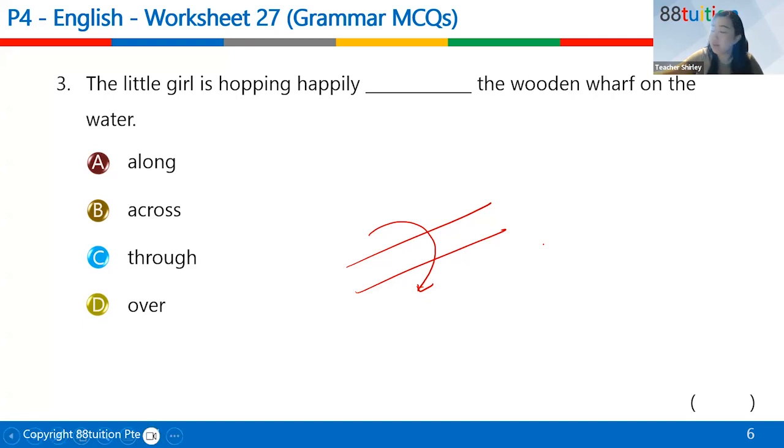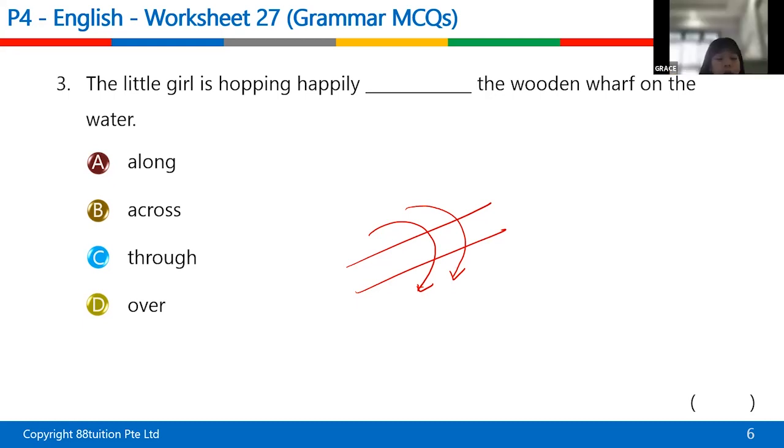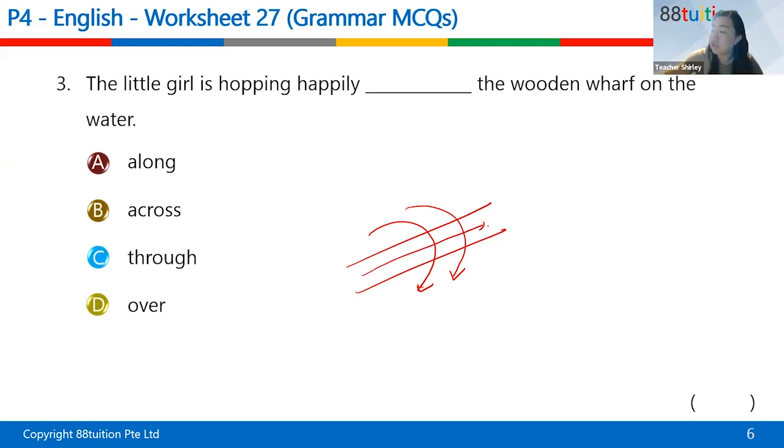Okay, Ivan, you want to try? Across. Same thing, across is also somewhat similar to over. When you go across something. Okay, so instead of across, maybe Grace. Along. Yes, it's just like a pavement, right? Along the pavement. So this girl was skipping along the wharf. So she was like skipping, skipping along the wharf.